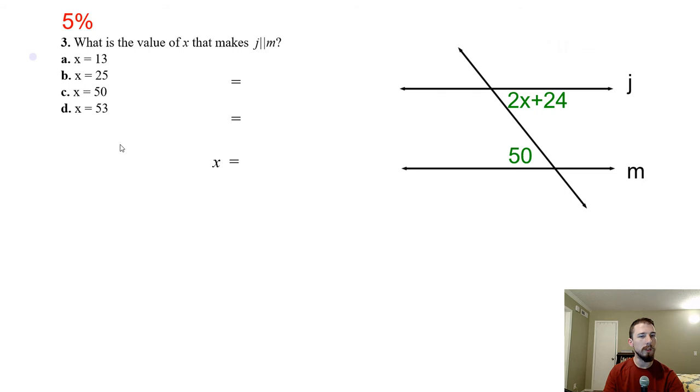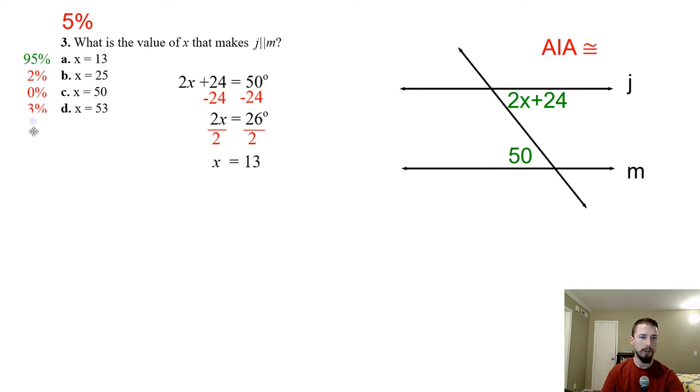Number 3, what's the value of x that makes J and M parallel? These are alternate interior angles, so they are going to be congruent to each other. So we set them congruent, so 2x plus 24 is equal to 50. Then first thing we want to do is subtract 24 from both sides, leaving us with 2x is equal to 26. Then we divide both sides by 2 because we only want 1x instead of 2x's, my bad. And we are left with x is equal to 13. So our correct answer is A as in Alpha, and that's pretty much what most of you guys did right.